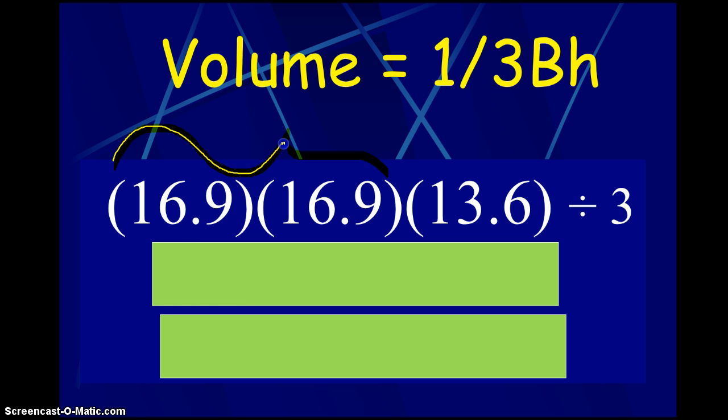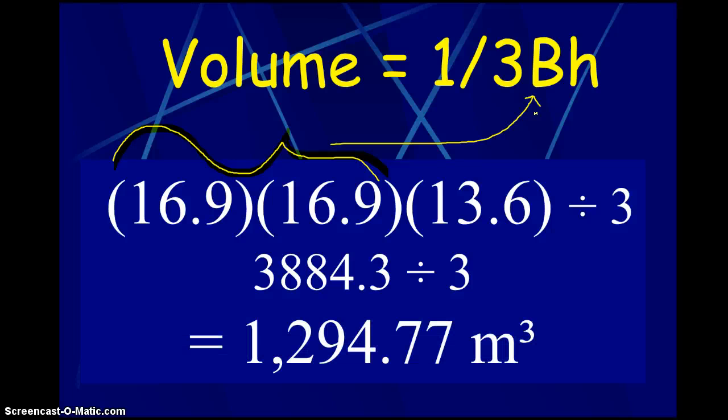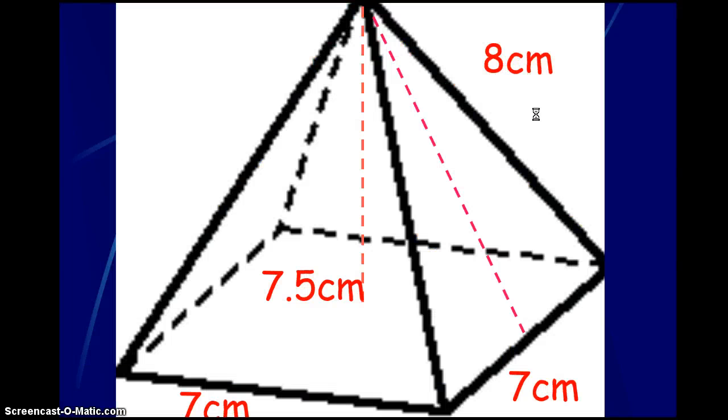Let me give you this, it will show up quite a bit better. So 16 9/10 squared, or multiplied by itself, times 13 6/10 should have given you 3,884 3/10. Take that product, divide it by 3, which will give you a volume of 1,294 77 meters cubed. We'll look at 2 more examples.